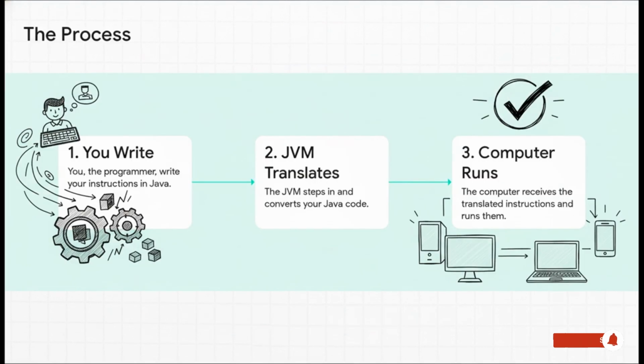And here's how it all works, in 3 easy steps. Step 1. You, the brilliant programmer, write your code in Java. Step 2. The JVM jumps in and does its thing. It translates your code. And then step 3, the computer gets those translated instructions and knows exactly what to do. That's it. It really is that simple. You write, the JVM translates, the computer runs.